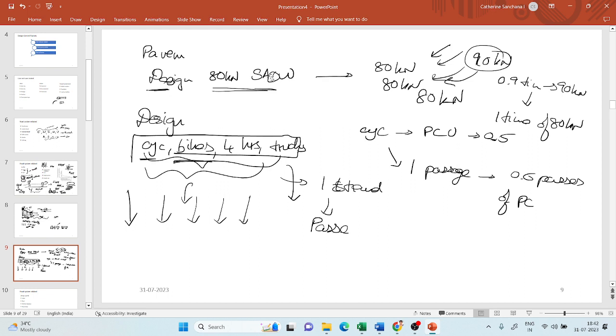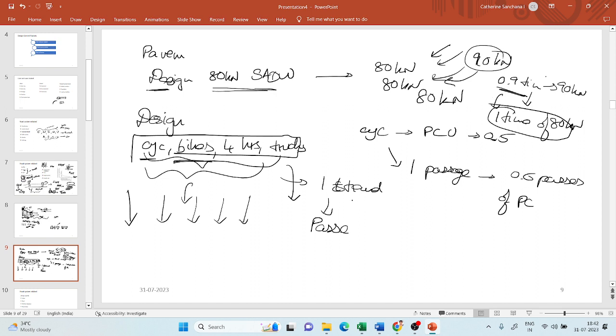But how do we bring this equivalence? This equivalence, we say, it has to be in terms of strain. Maybe I'm comparing the strain, or maybe I can even compare the distresses. Say this 0.9 times of 90 kilonewton will produce the same amount of cracking that one passage of 80 kilonewton causes. This is how the equivalence is established for pavement design axle.